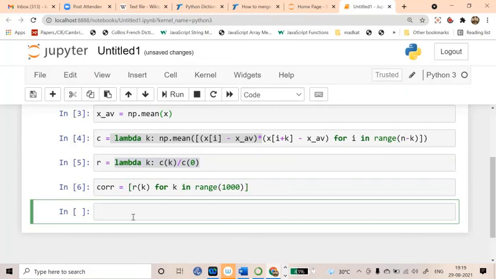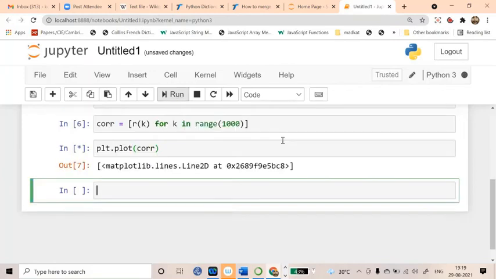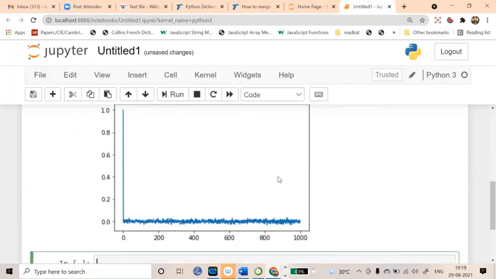So it's done. Now I want to plot, plt.plot, and I want to see the correlation. I don't need to give anything else because it will automatically plot from 0 onwards. So let me check. Here it is. The first one is ideally 1, and from the next onwards, the numbers are very, very small, plus minus 0. So it's very small.